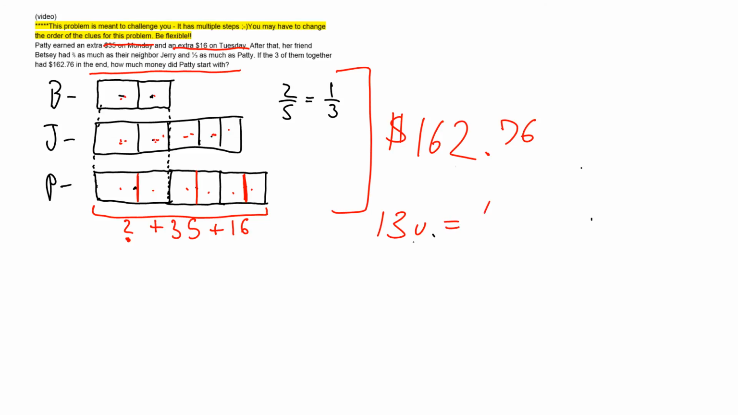equal $162.76. So, I kind of already did this on the side, but that's telling me that I should probably just go ahead and divide $162.76 by 13. When I do that, I find that 1 unit equals $12.52.